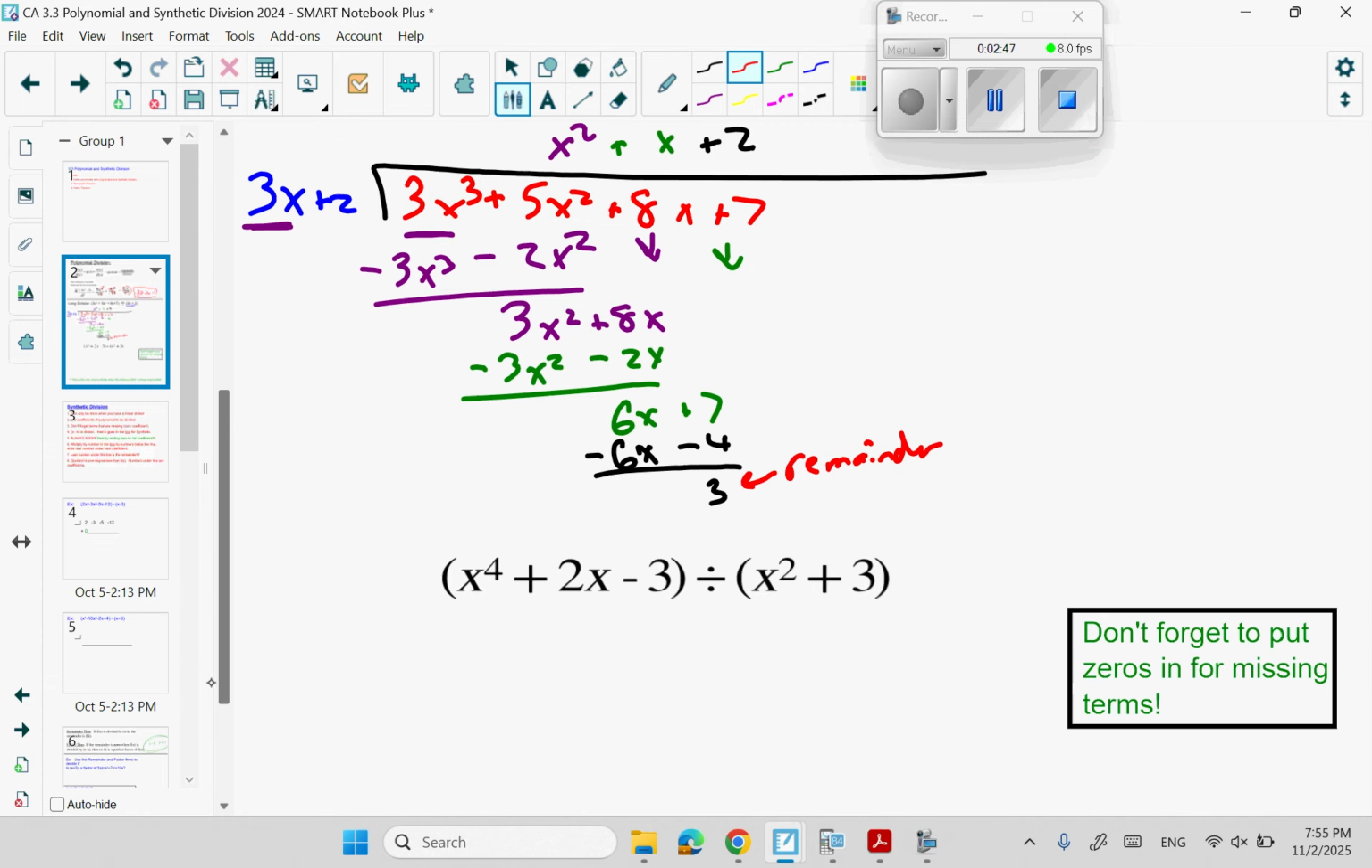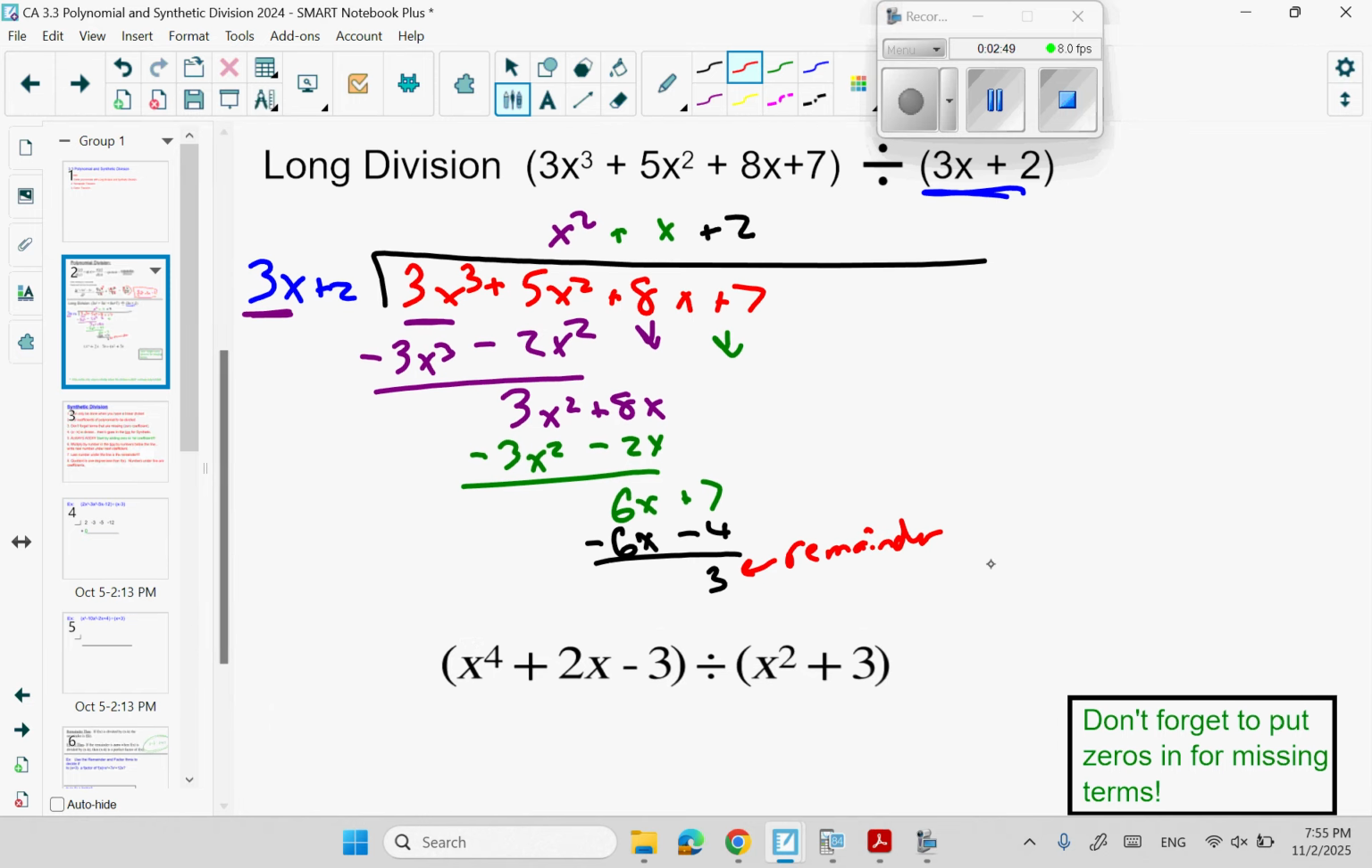So when I write my answer, I would get x squared plus x plus 2 plus 3 over 3x plus 2, because I always do my remainder over my divisor, aka whatever I divided by to start.